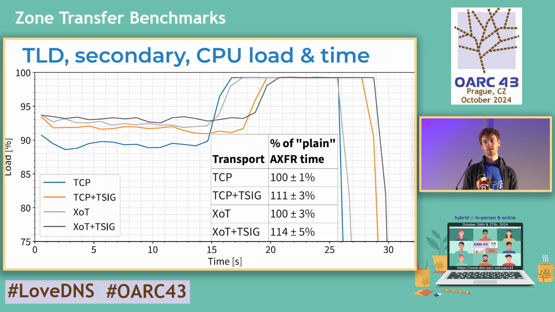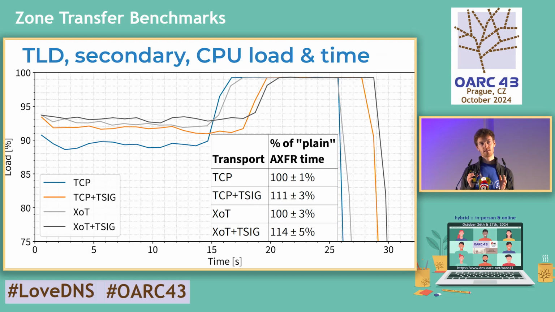X-axis, time since we started the secondary server, y-axis, CPU load on the secondary server, and we have 4 measurements, 10 times each configuration, so 40 measurements altogether. We compare the plain TCP with TSIG, and then DNS over TLS zone transfer without TSIG and with TSIG, these 4 configurations. You can see for yourself the CPU utilization is very similar in all of them.